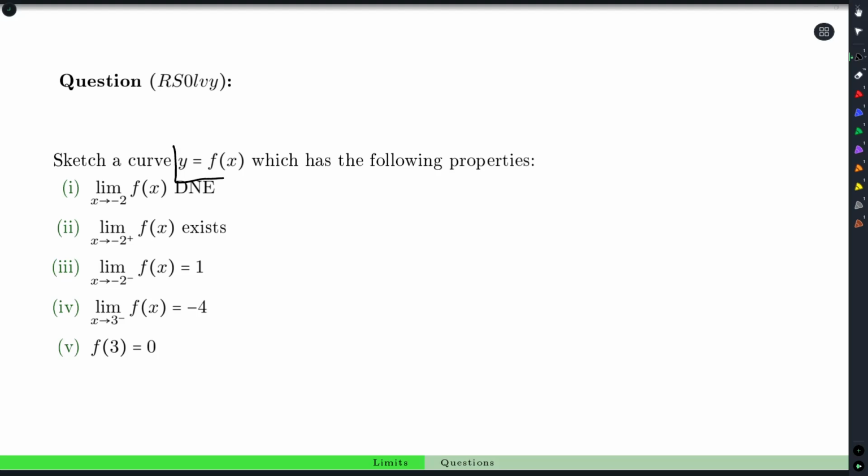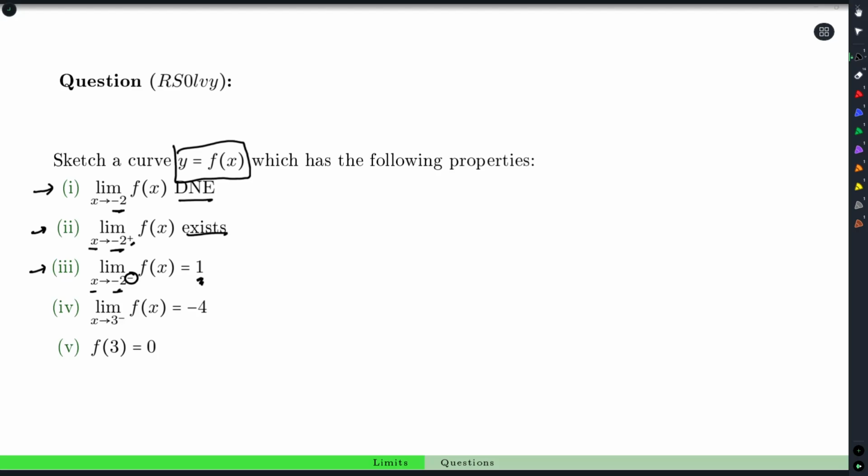Sketch a curve, y equals f of x, which has the following properties. So the limit, the two-sided limit at -2 does not exist. The next one, the one-sided limit from the right at -2 does exist, but they're not telling me what value that they want. The third condition that we need to satisfy is the limit at -2, this time from the left side of f of x, has to be 1, so there is a limit there.